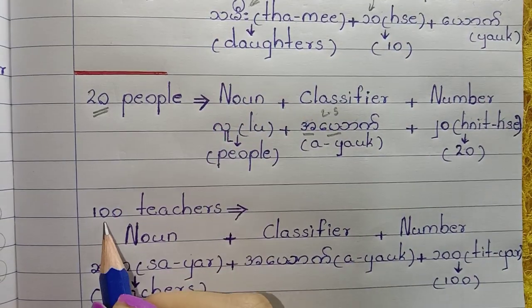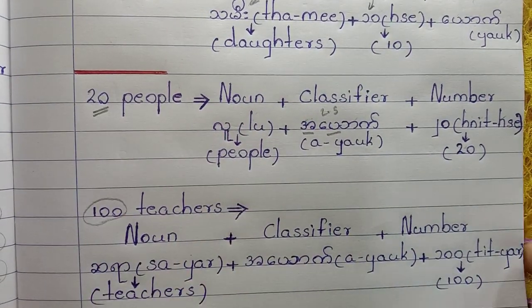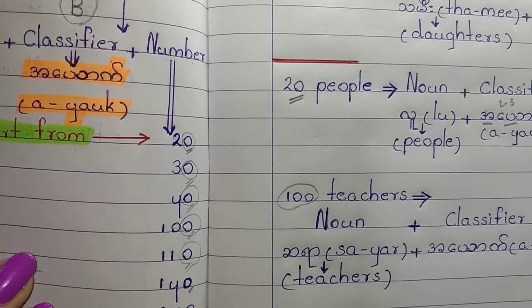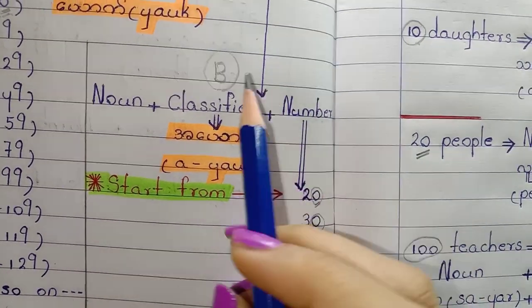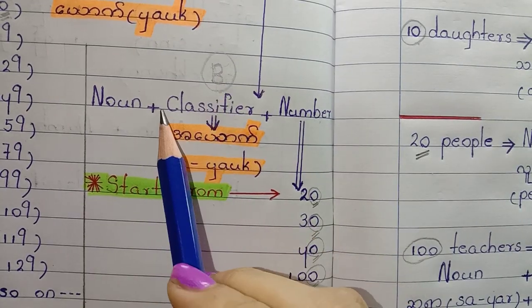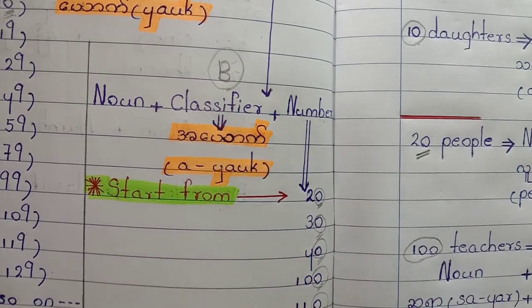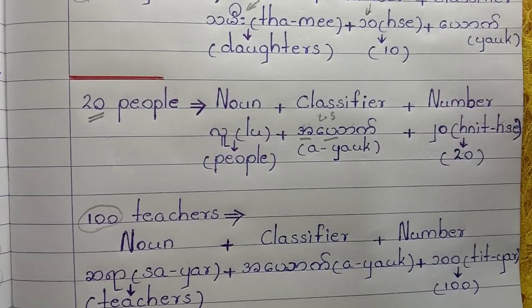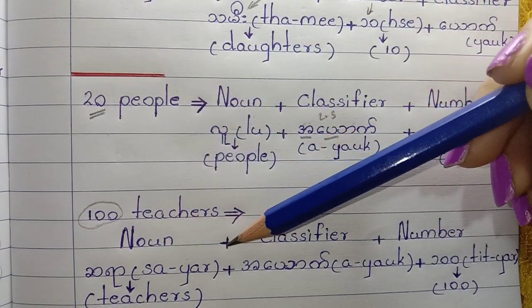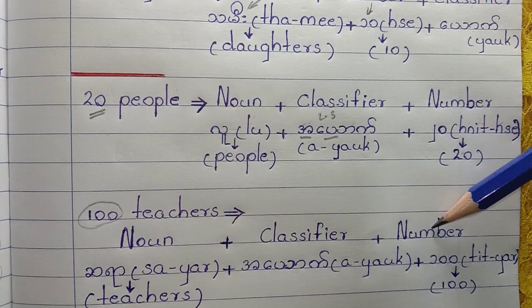One hundred teachers. Please look at the number. The number is 100. So for the number 100, you have to choose part B. Yes, noun plus classifier plus number.